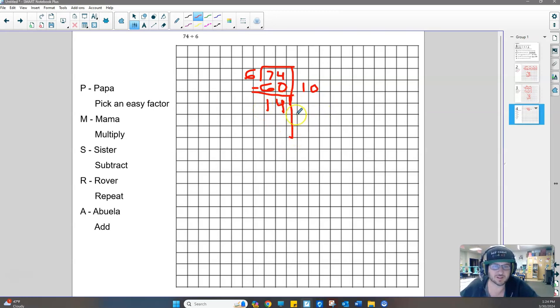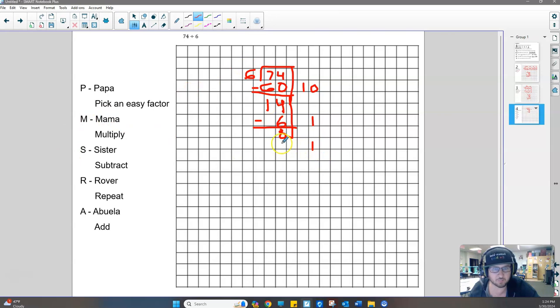So maybe we're just going to take it one at a time now, because that's a fairly low number. So I'm going to guess an easy factor is 1, because anything multiplied by 1 is itself. Rover tells me to keep repeating this. And that is 8. Keep repeating this until I'm at or near 0, meaning as close to 0 as I can get and not have any groups of 6 left. Now 8 is still more than 6, so I've got at least one more in there.